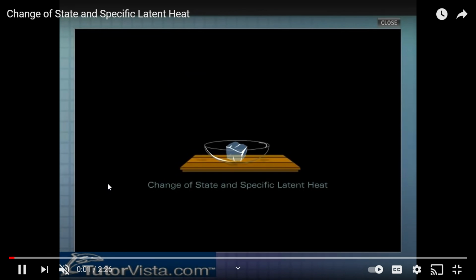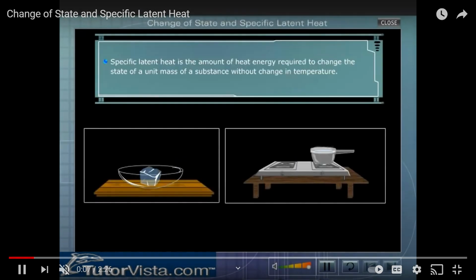So children, we are going to study about change of state and specific latent heat. Now you see here, specific latent heat is the amount of heat energy required to change the state of a unit mass of a substance without change in temperature. This is the definition of latent heat.